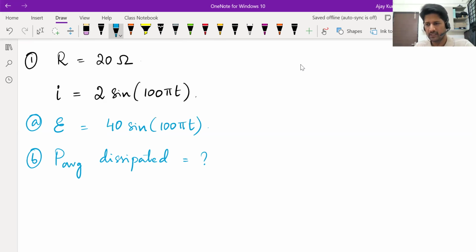Okay, the current is variable. Multiply with resistance, the voltage will also be variable. So an alternating voltage will appear across that resistance. And how will you calculate the power dissipated, average power dissipated by a resistance?